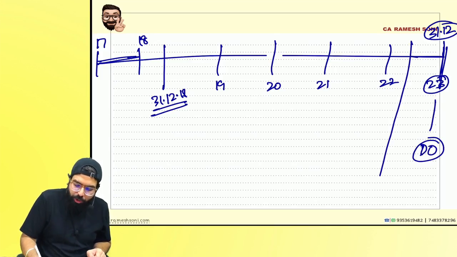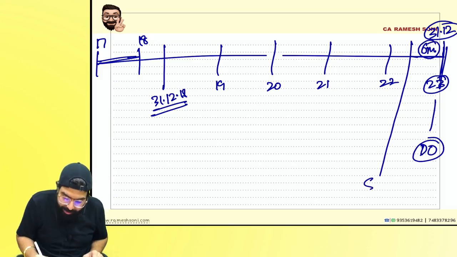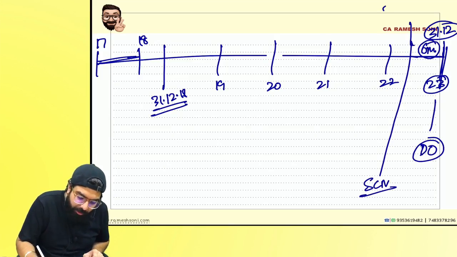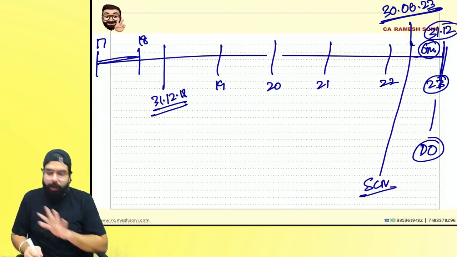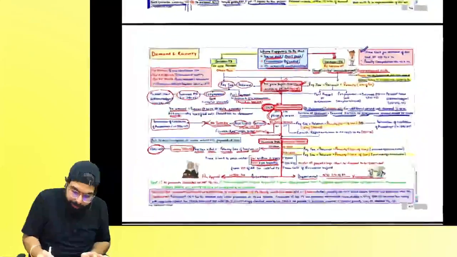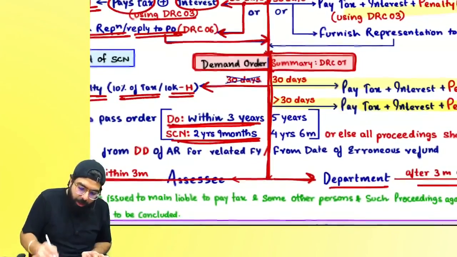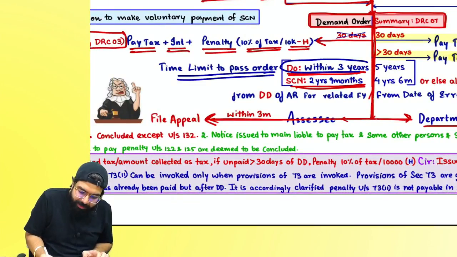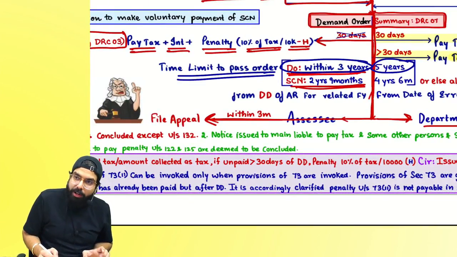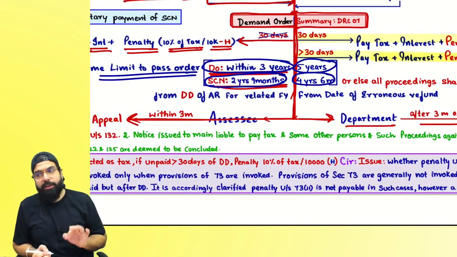And the distance between the show cause notice and the demand order should be at least a minimum of 6 months, and hence the show cause notice should be given by the maximum date of 30th June 2023. Right, everyone? Always remember, the show cause notice should be given 6 months prior to the order. And what is the time limit? In a bona fide case, the demand order is 3 years and the show cause notice is 2 years 9 months; in a fraud case, the demand order is 5 years and the show cause notice is 4 years 6 months.